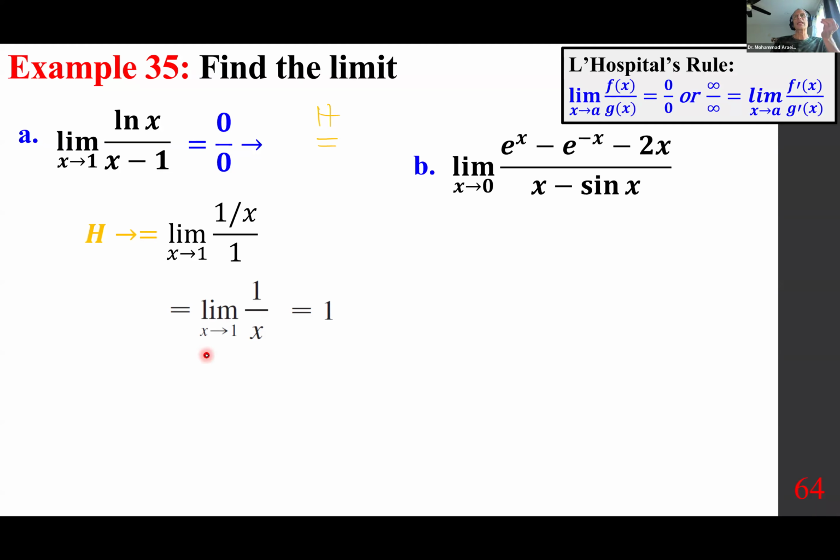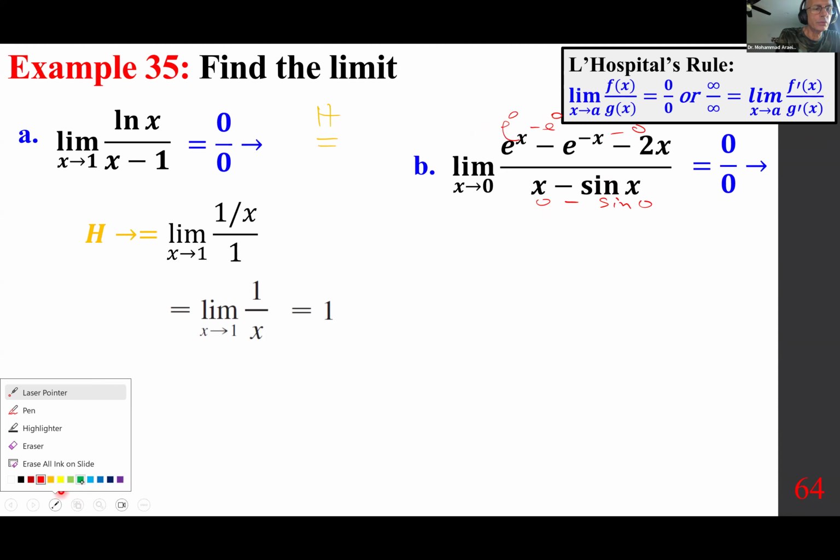I want to look at an interesting example where L'Hopital's rule has to be used repeatedly. First, if you plug in 0, what do you get? Let me quickly show you. You get e to the power of 0 minus e to the power of 0 minus 0, over 0 minus sine 0. I hope you see that e to the power of 0 minus e to the power of 0 means 1 minus 1, that is 0. Sine of 0 is 0, so you get 0 over 0, which means you can use L'Hopital's rule.